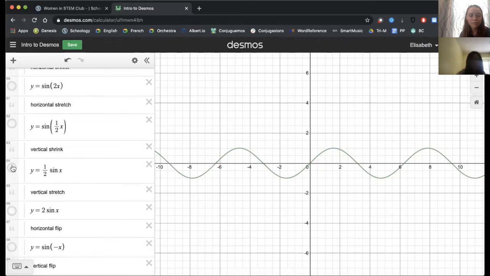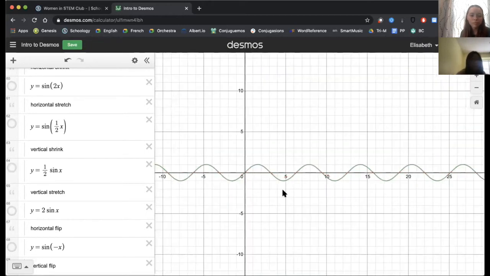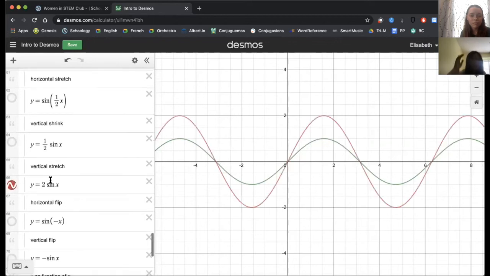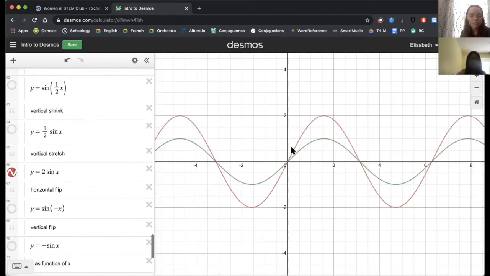You can also do a vertical shrink, like so. And now, as you can see, it's smaller. It doesn't go up quite as high. Or if you want it to go up higher, if you want to make it bigger, you can add a number bigger than 1 over here.